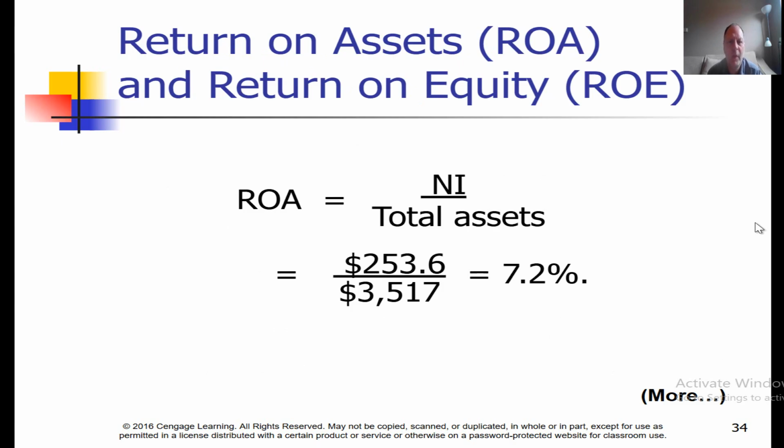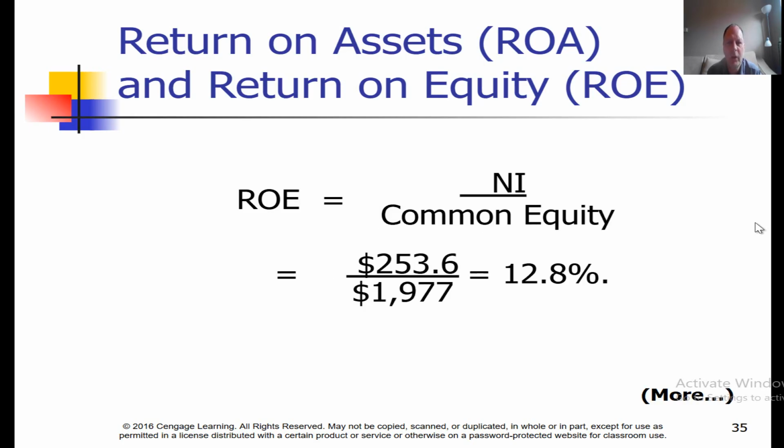One of the most common asset ratios to look at is the return on assets, followed by the return on equity. ROA is net income over total assets. In this case, it is 253.6 over 3,517, or 7.2%. The difference between ROA and ROE is how leveraged a company is. For example, banks are like 90% leveraged, and many other companies, like software companies, don't have as much leverage.